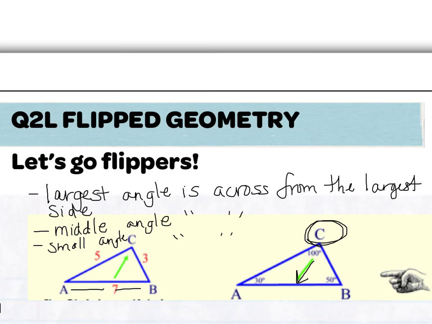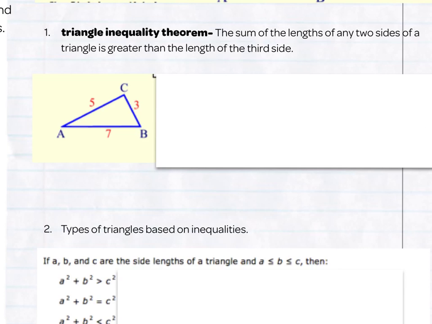Again, remember, the largest angle is across from the largest side, hence angle C is across from side AB, which is the longest side. The middle angle is across from the side that's in the middle, and the small angle is across from the smallest side length. When I say middle angle is across from the middle, I mean the segment that is not the largest or the smallest, but the side that is in the middle length. We talked about that because that actually is an inequality in itself as well.